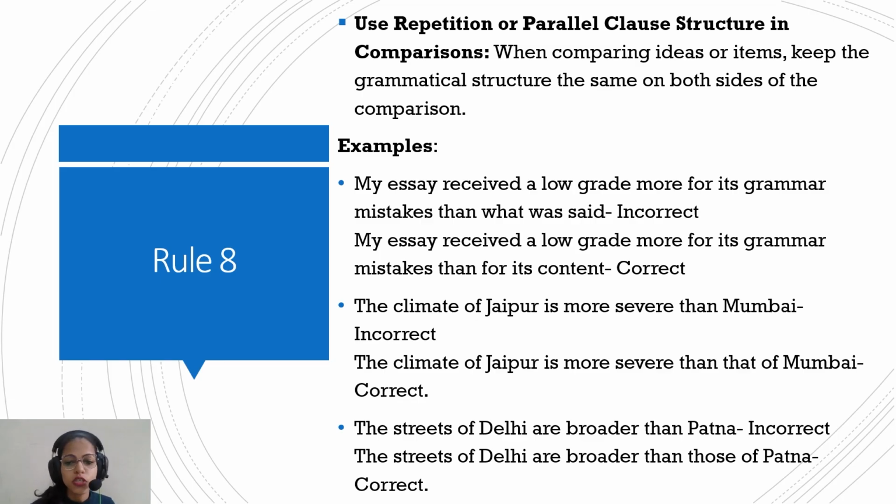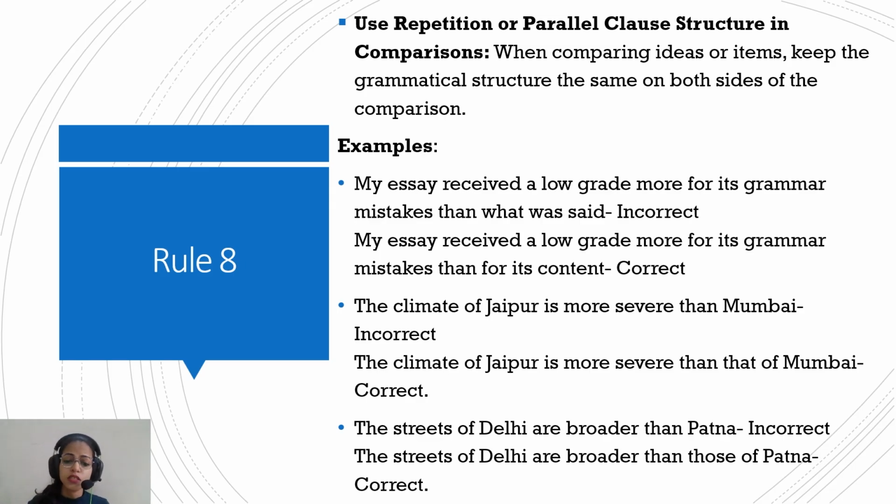The climate of Jaipur is more severe than Mumbai. So we are comparing the climate of Jaipur to the climate of Mumbai. We are not comparing the climate of Jaipur to Mumbai. The climates of both the places are being compared, not the climate of one place and the city in the other. So the climate of Jaipur is more severe than that of Mumbai. That is why it is important to use "than that of." So "that of" indicates the climate of Mumbai.